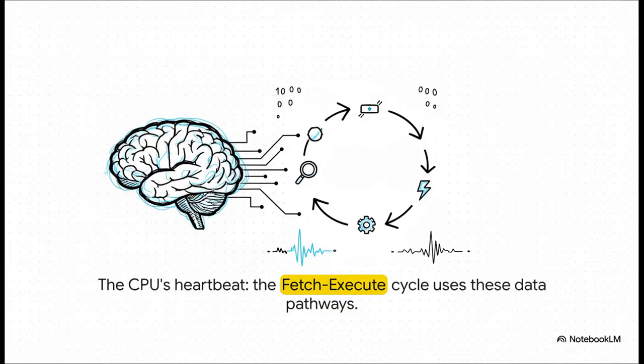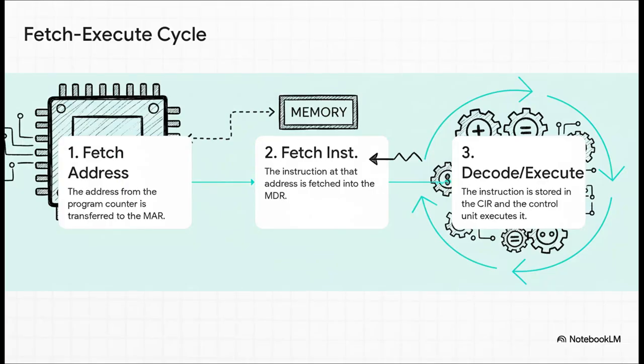So how does this brain actually get anything done? Well, it runs on a constant rhythmic pulse called the fetch, decode, execute cycle. You can literally think of it as the computer's heartbeat. It's a simple loop that it repeats billions of times every single second to run our programs. Let's break that heartbeat down.